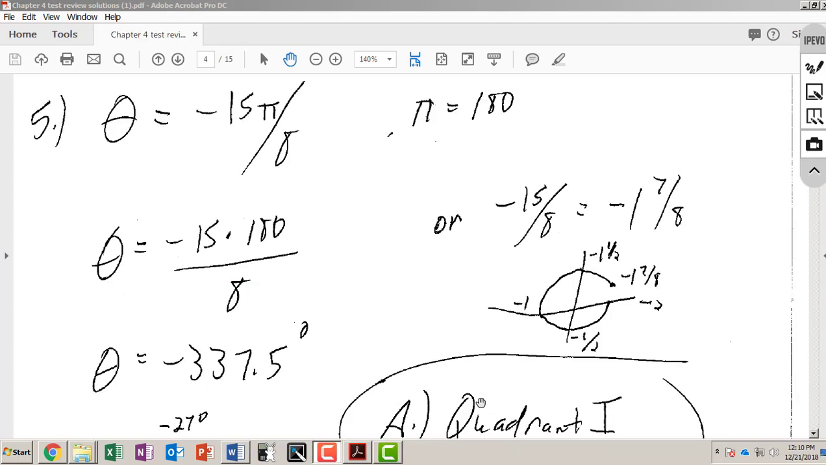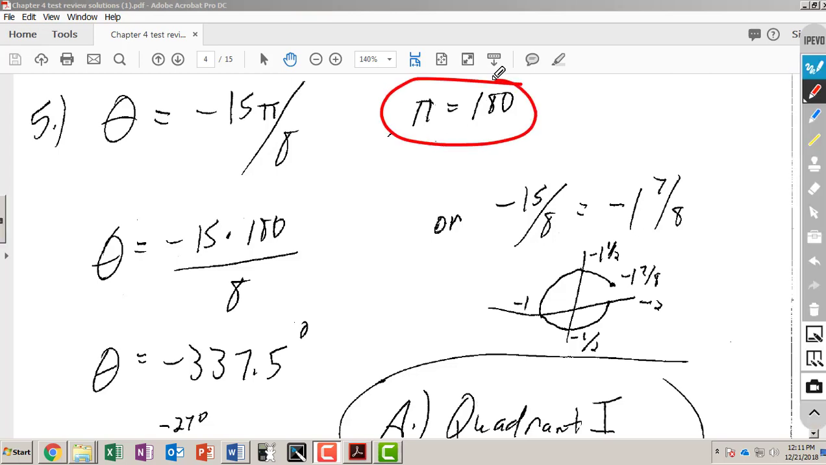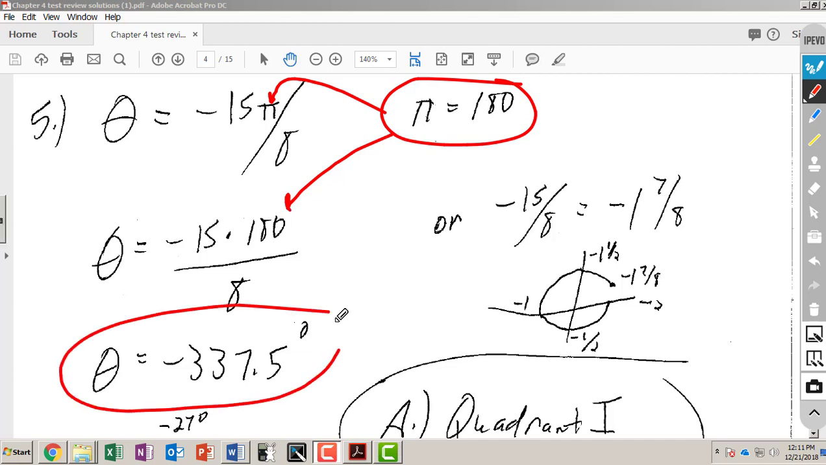Okay, on question number 5, it says in which quadrant is the terminal side of the angle theta? This theta equals negative 15 pi over 8. I find the easiest way to do this is to remember that pi is equal to 180. So I'm going to substitute 180 into my equation and solve it. When I put that in my calculator, I take negative 15 times 180 divided by 8, and I get negative 337.5. So that is one way that you can find it.